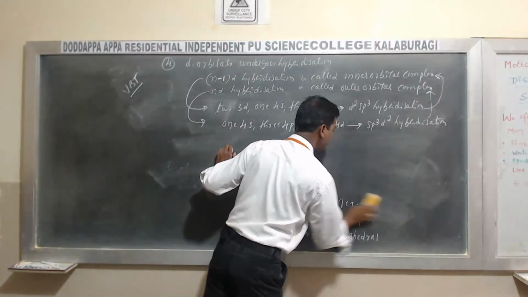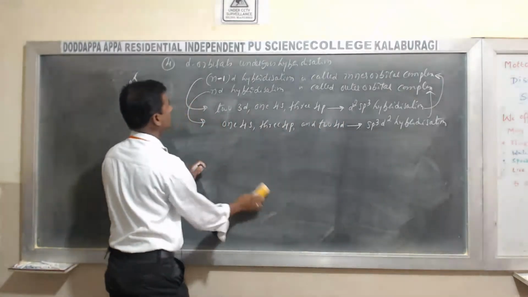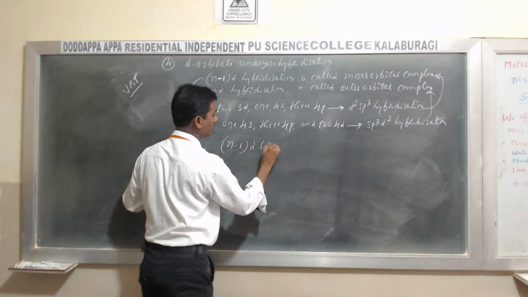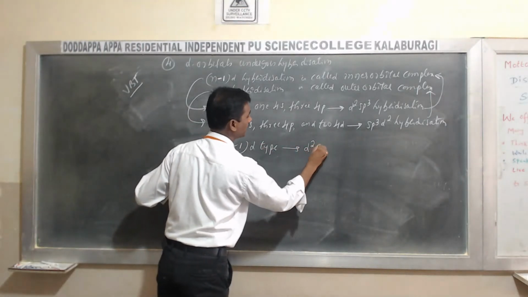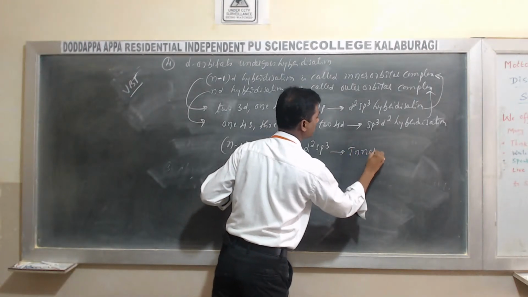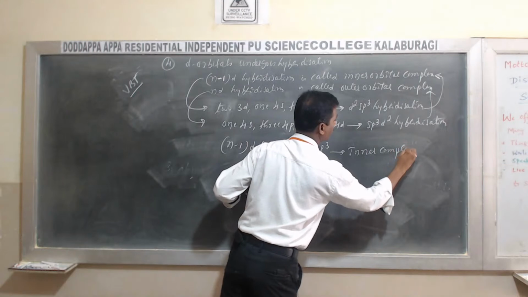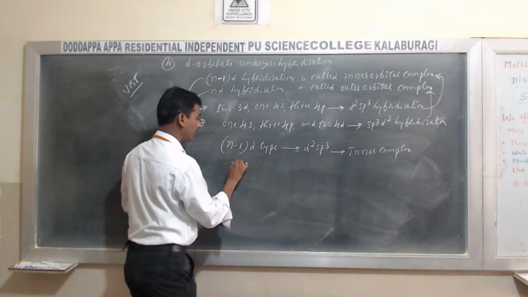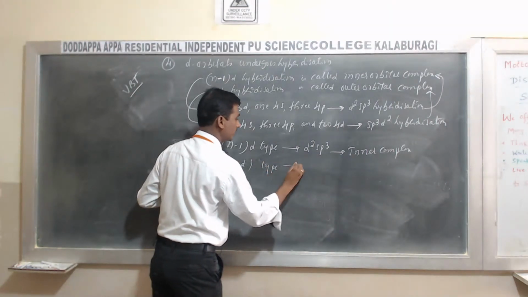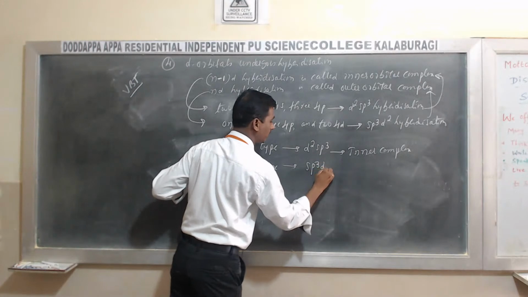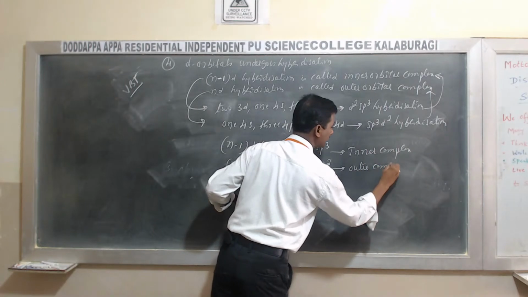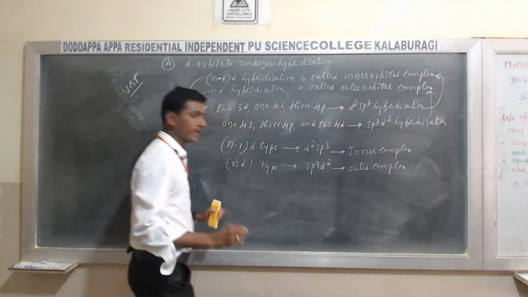The (n-1)d type of hybridization is nothing but d2sp3, and it is called an inner orbital complex. The nd type of hybridization is nothing but sp3d2, and it is called an outer orbital complex. Okay, so you know that.